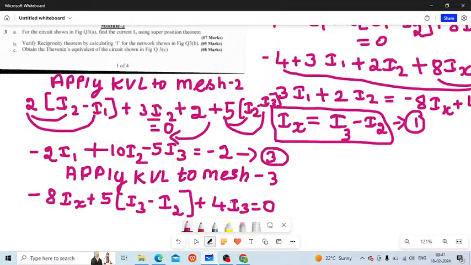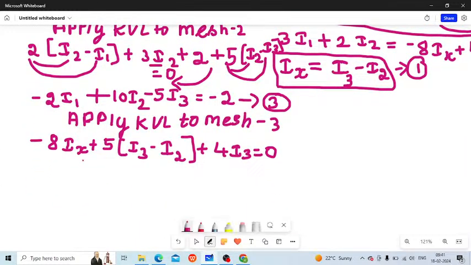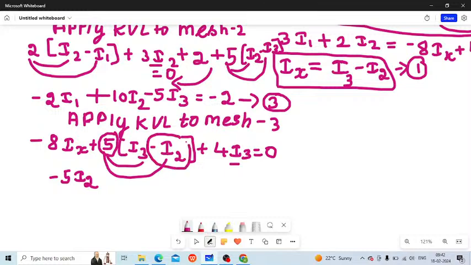Now if I come to the equation, once again, I'm sorry for the distraction, 5 into I3 is 5I3 plus 4I3, you get it as 9I3. I'll just write the equation directly. It is minus 5I2. I have to write it in order, remember. This 5 into minus I2 will yield me minus 5I2. That is the first one. And this 5 into I3 will yield 5I3, and this 4I3 will be plus 9I3.